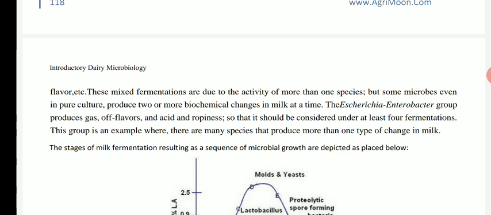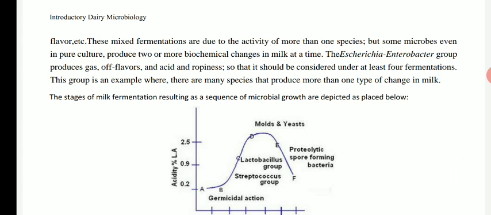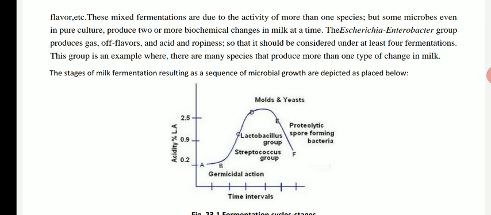These mixed fermentations are due to the activity of more than one species, but some microbes even in pure culture produce two or more biochemical changes in milk at a time. So this fermentation process, whether it is homo fermentation, hetero or mixed fermentation, is carried out by different types and different numbers of microorganisms, and this phenomenon is basically dependent upon temperature. The Escherichia enterobacterial group produces gas, flavors, acid and ropiness, so it should be considered under at least four fermentations. This group is an example where many species produce one or more types of changes in milk.